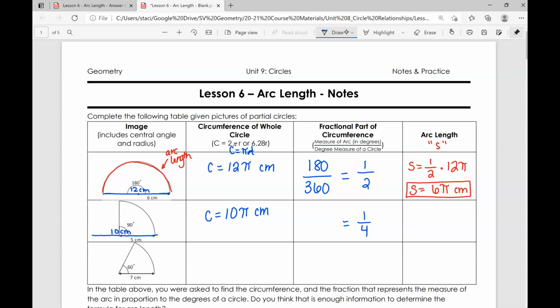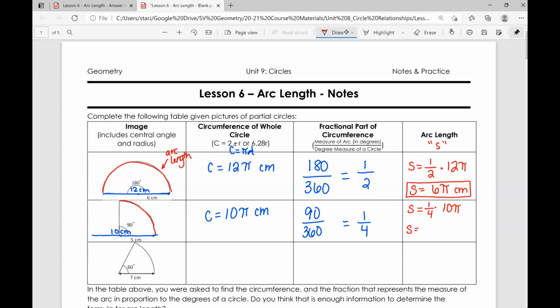When I think about how 90 degrees relates to 360, if I simplify 90 over 360, that simplifies to 1/4. So if I want to find the arc length of just this quarter piece, this distance that I've highlighted in red, I need to take my whole circumference, which is 10 pi, and take a fourth of it, since the piece that I have is 1/4 of an entire circle.